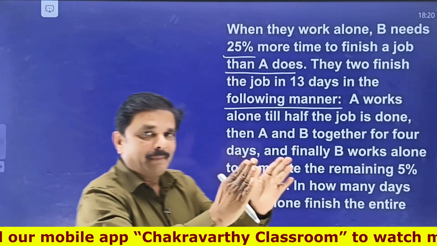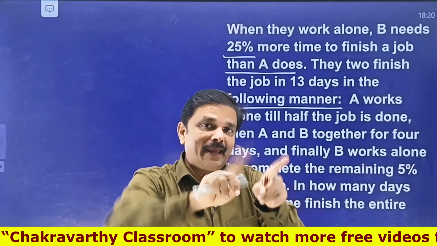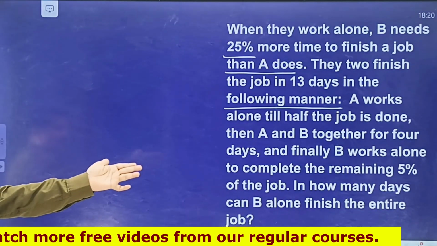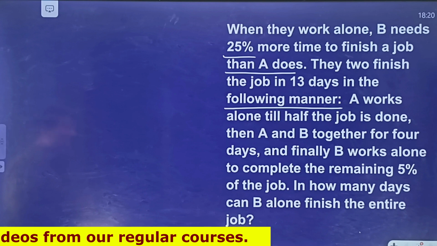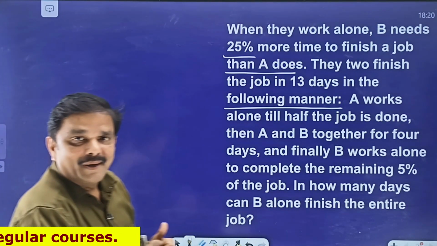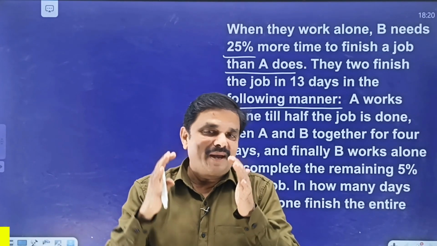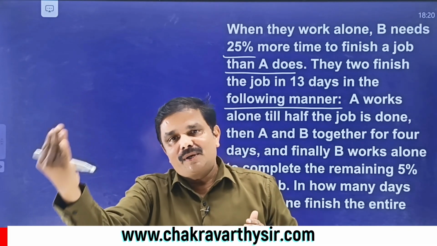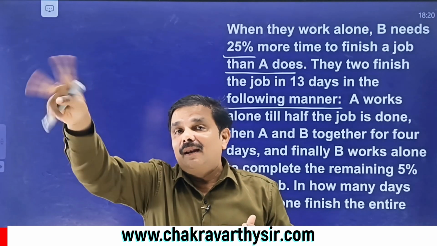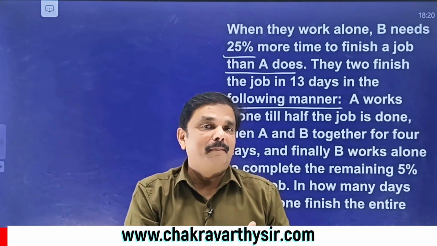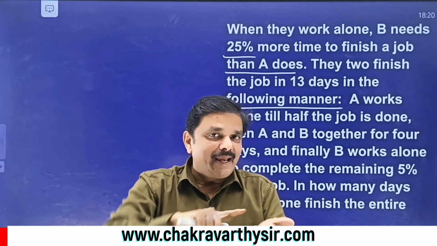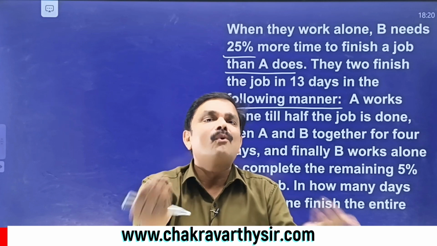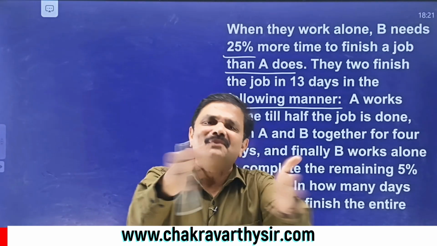Just keep it in mind: first 50% done by A. Then 4 days of work done by A and B together. Then finally B works alone to complete the remaining 5% of the job. That means 50% is done by A, and after that some work is done by A and B together, and the last 5% has been done by B alone. That means A and B together completed 45% of the job in 4 days. Simple clue. With that clue, you can finish off the job.